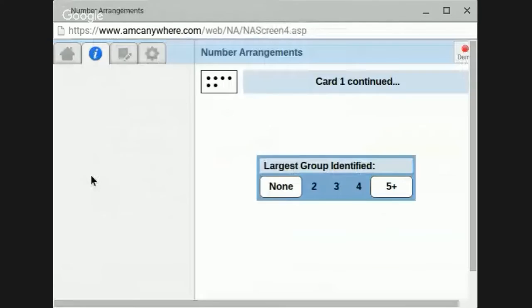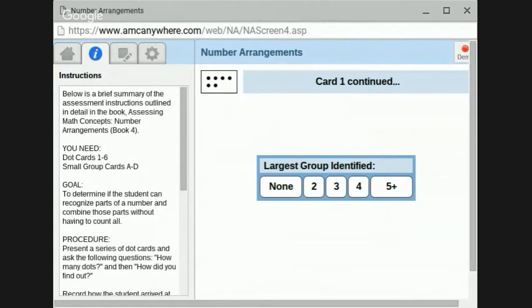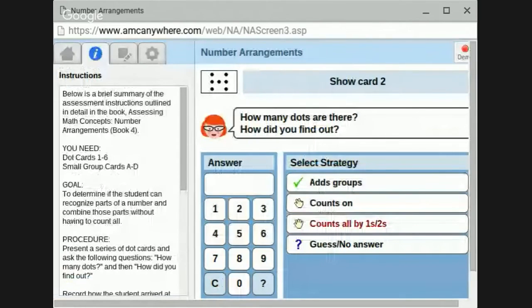Then I click Next. Now I have to say the largest group that they identified. So if the child said, I see 4 and 2, then I would click the 4 tab. If the child said, I saw 2, 2, and 2, then the largest group they had identified would be the 2. If the child said, I just knew there were 6, then I would use the 5 plus tab. Let's say that the child said, I see 4 and 2, so we're going to click on 4, and then we click Next. Then we put our next dot card, which looks like this.